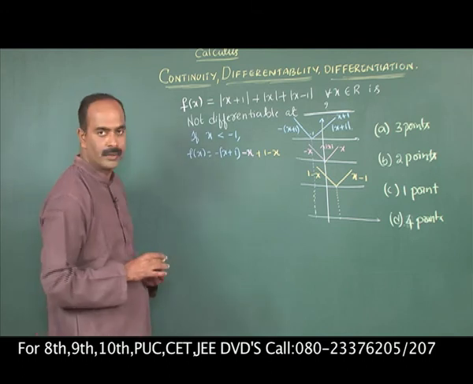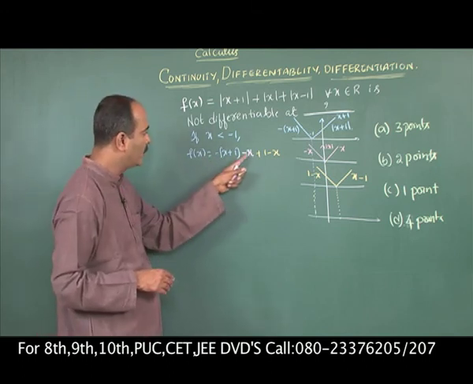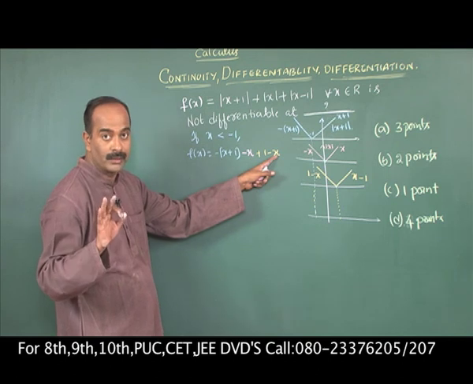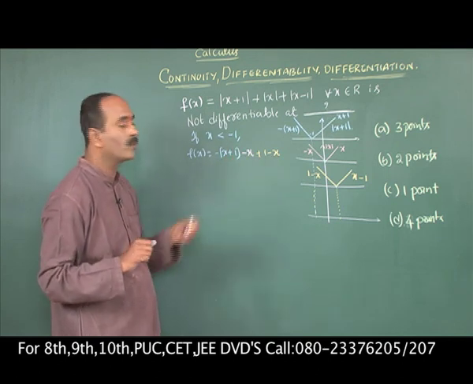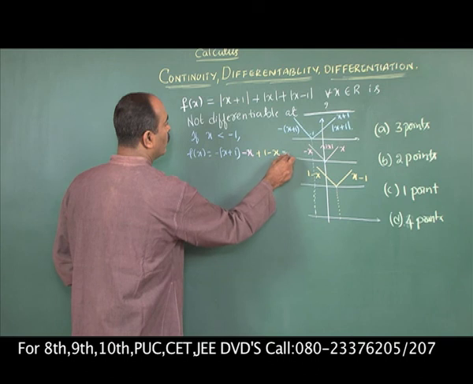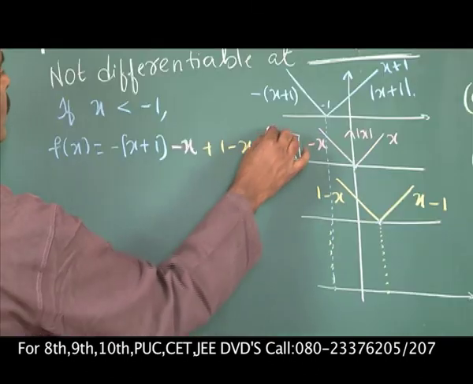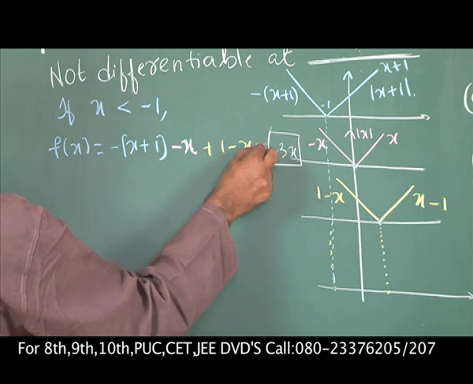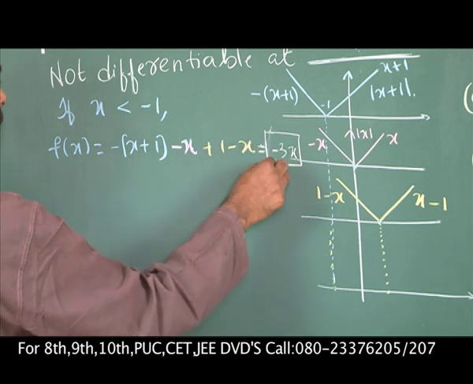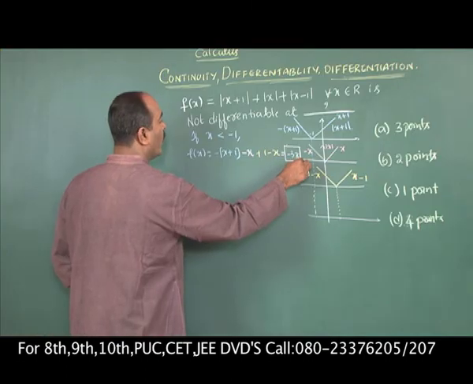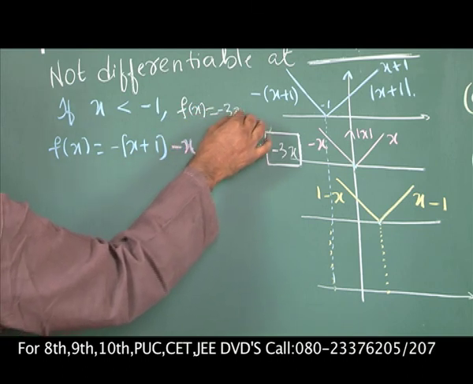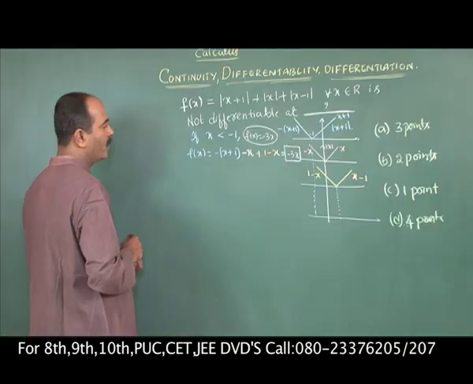I think you have understood this. So now what is that equal to? Minus x, minus x, minus x, that is minus 3x. This is minus 1, this is plus 1, that is equal to 0, so it is equal to minus 3x. So, f of x is minus 3x when x is less than minus 1. This is a very important logic. F of x is minus 3x.